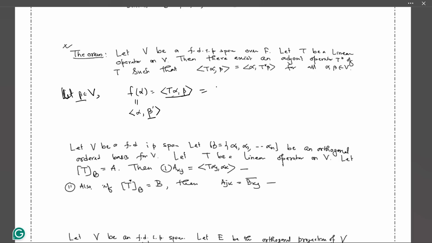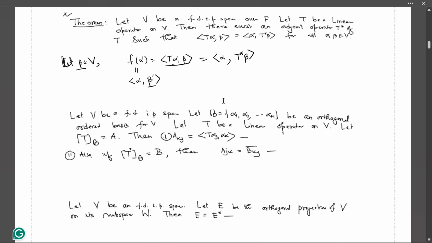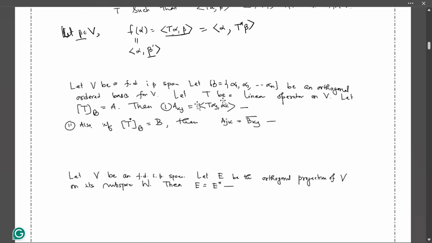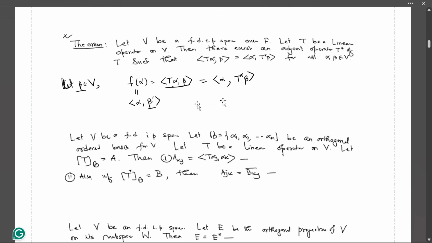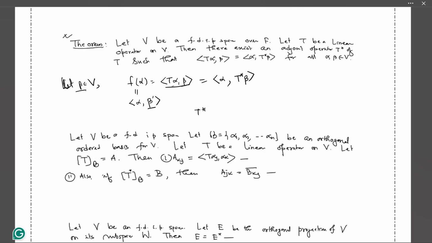So this is equal to the unique beta prime. I'm writing T star of beta, because it depends on beta. So this is the defining property of the adjoint operator. This is how it was defined, and then there was the matrix representation. It was also proved that T star is a linear operator on V.